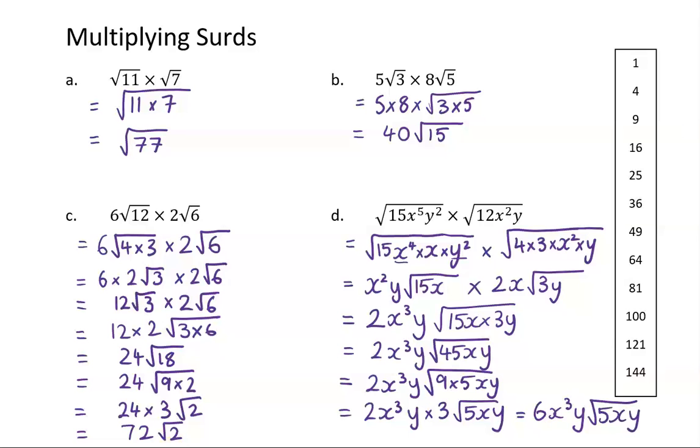Now we have it. So our 3 steps. First, simplify the surds if possible. Then multiply the coefficients together. And then multiply the part under the square root together. And finally, simplify if you can.